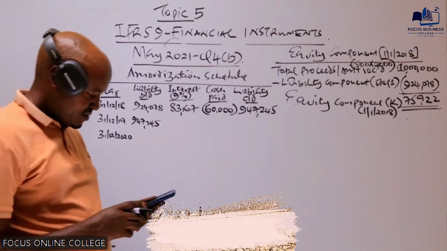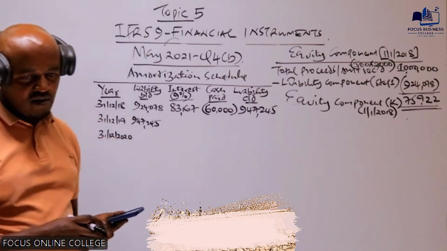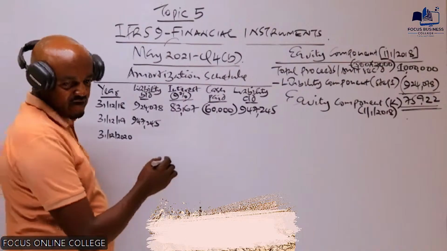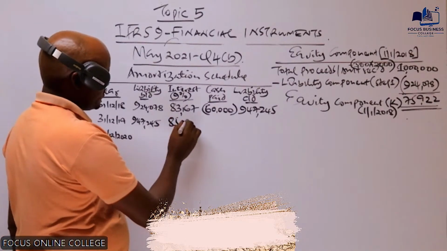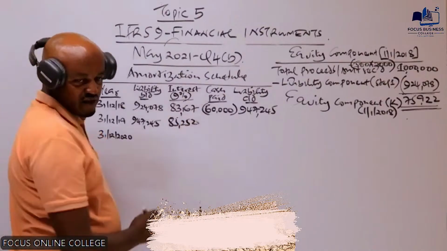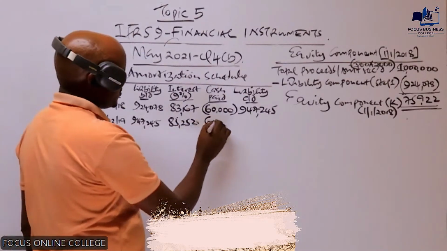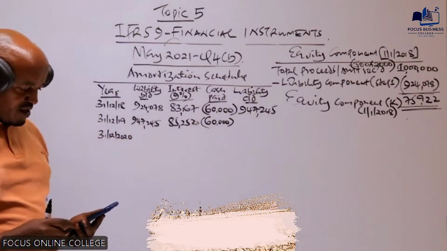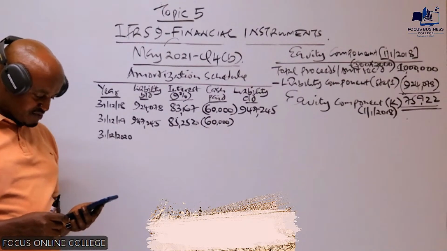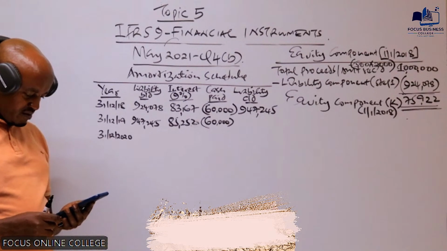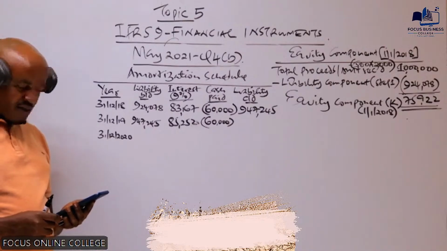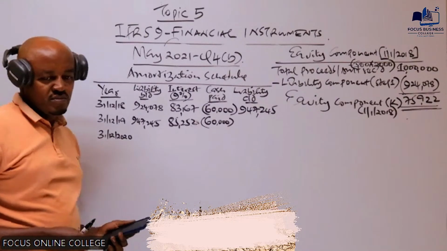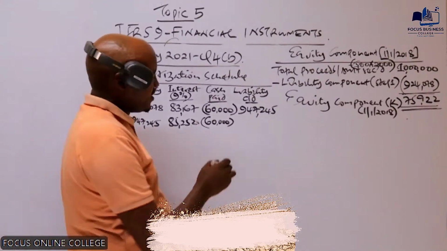Yes, what are you getting? The interest, 9% of this, 85, 52. The cash paid also is 60. So give me the liability at the end of year 2. Yes, we're getting the liability at the end of year 2, 972.